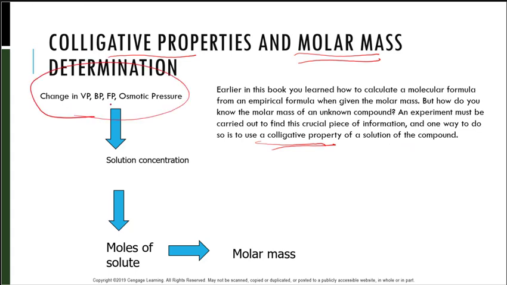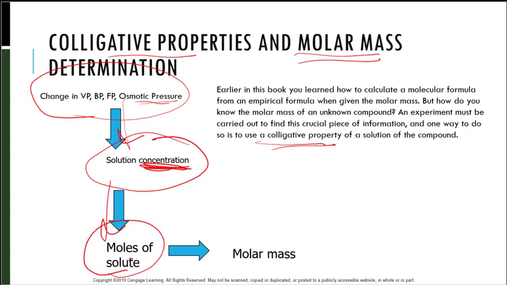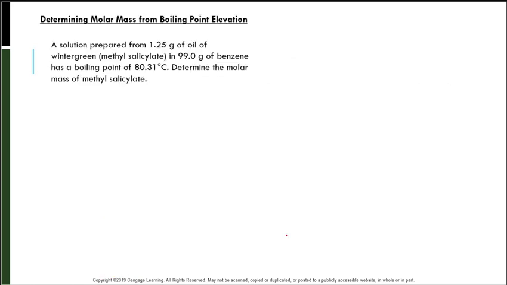So we can look at the change in vapor pressure, boiling point elevation, freezing point depression, or osmotic pressure to find the solution concentration. If we know solution concentration, we can figure out how many moles of solute there are and then find the molar mass. Let's look at how to find the molar mass from boiling point elevation. If we have a solution prepared from 1.25 grams of oil of wintergreen and 99 grams of benzene, and it has a boiling point of 80.31, let's determine the molar mass.